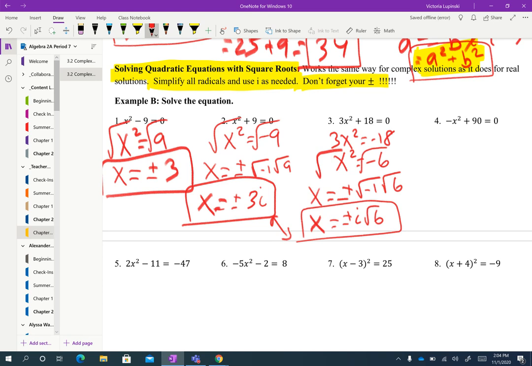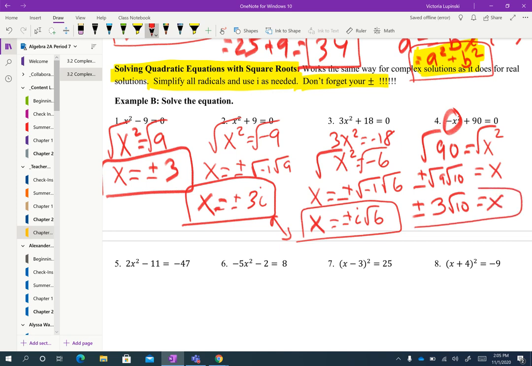For number 4, I'm actually going to take the x squared in this case and add it to the other side. Then I'm going to get 90 equals x squared. I'm going to take the square root of both sides. When you take the square root, don't forget the plus or minus, always, always. There isn't going to be any imaginary in this answer because there's no negative. You can, however, simplify the square root of 90. Remember, when you're simplifying radicals, you take out the biggest perfect square possible, and then whatever is left. So plus or minus, the square root of 9 is 3. The square root of 10 can't be simplified, which means your answers are plus or minus 3 radical 10.